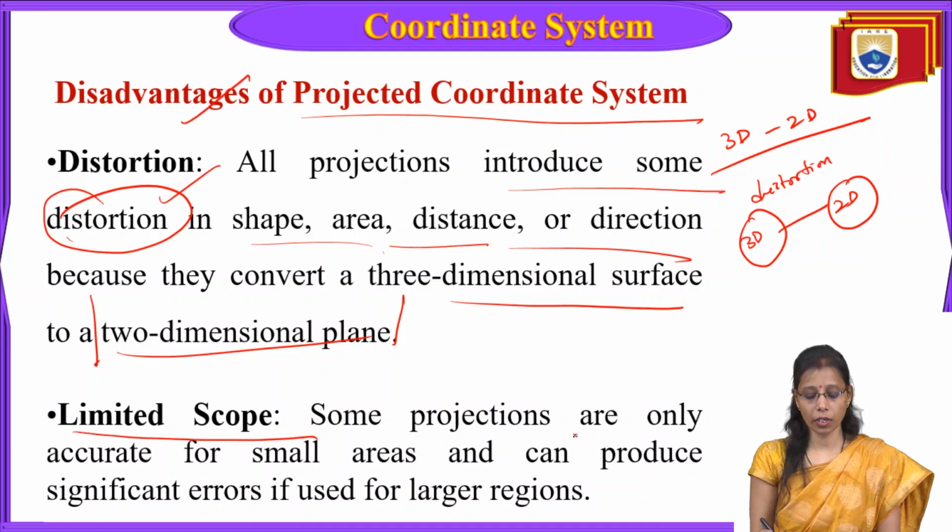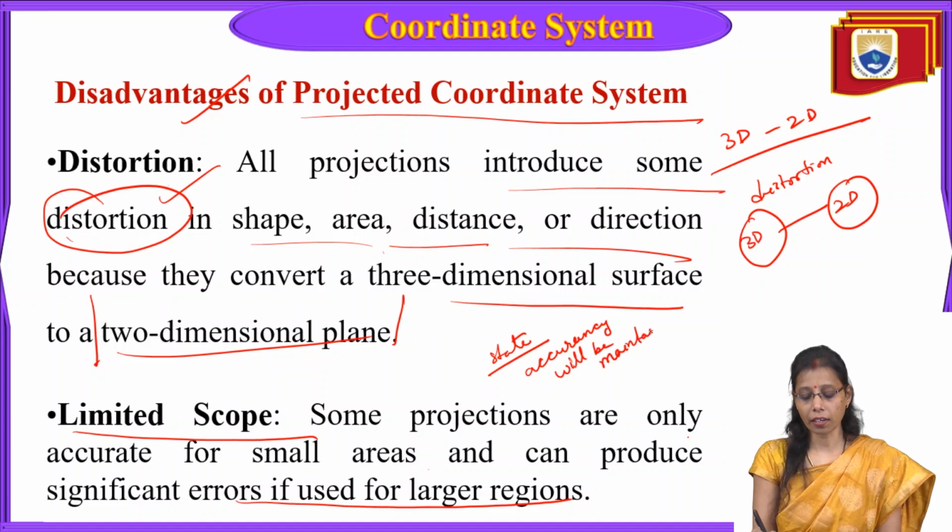Now limited scope. What is the limited scope? Some projections are only accurate for small areas. Some of the projections are accurate for small areas and can produce significant error if used in larger regions. So if you use a projection for a smaller state, the accuracy will be maintained.